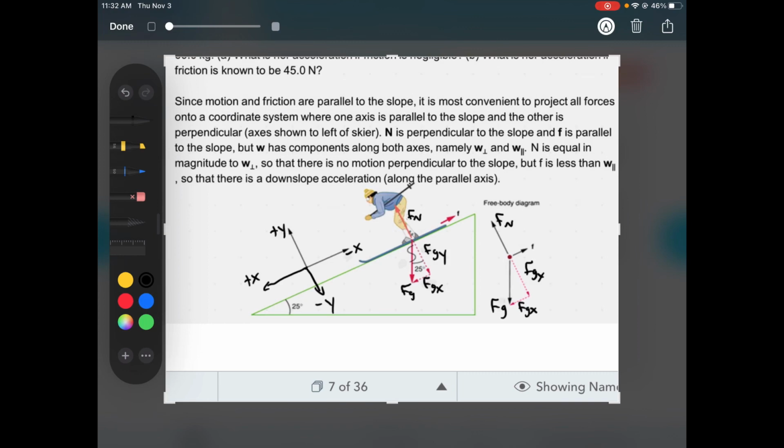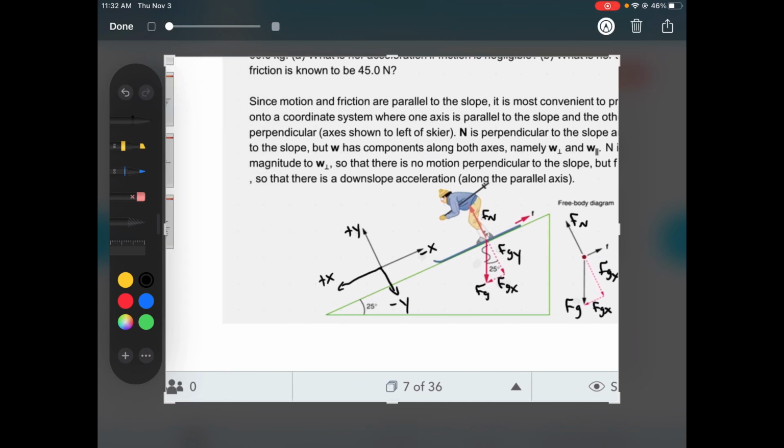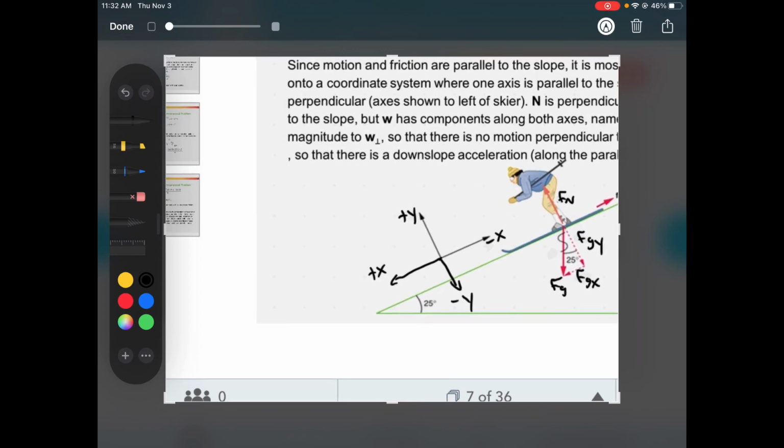Now what we want to do is deal with the force going down the slope, which is going to be the x direction. And so we have two different scenarios here. I'm going to work on the left side of the screen first, when we don't have any friction. So the free body diagram is a little bit different here.